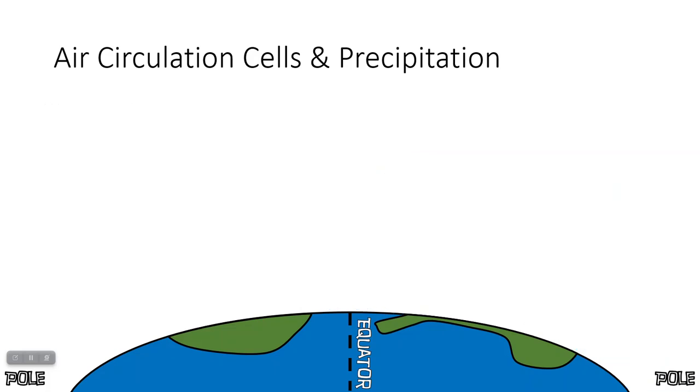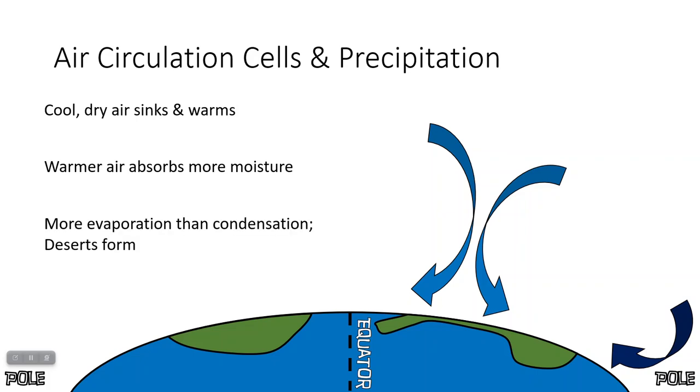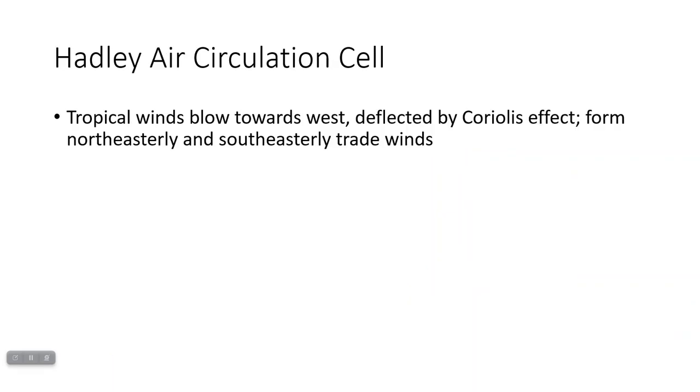On the other hand, when you have cool, dry air that's sinking, that air starts to warm and it's capable of holding more moisture. When that happens, you have a higher rate of evaporation than you do of condensation, and those areas tend to have drier climates and have biomes where the plants and animals are more adapted to less precipitation. These are the areas where you tend to have deserts.